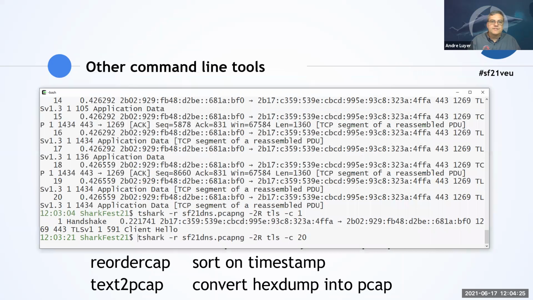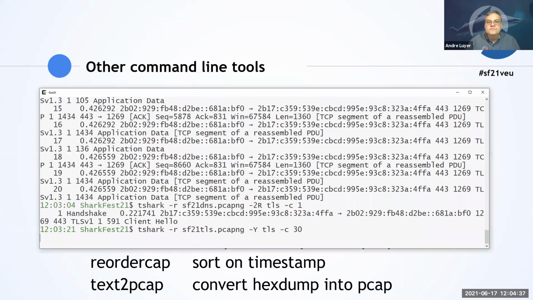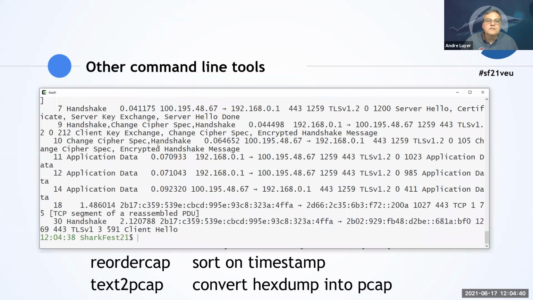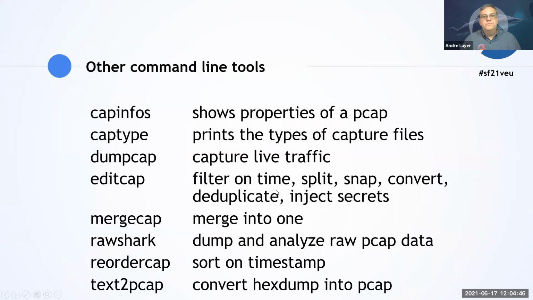For instance, prepared TLS. There is, see, that's there. You can split the files, you can merge them. There's also a tool called rawshark, which is a bit of a strange tool, which is used for reading from pipelines. I've never used that one. We have reordercap, and a tool called text2pcap, so you can convert a hex dump into a pcap file if you want to.